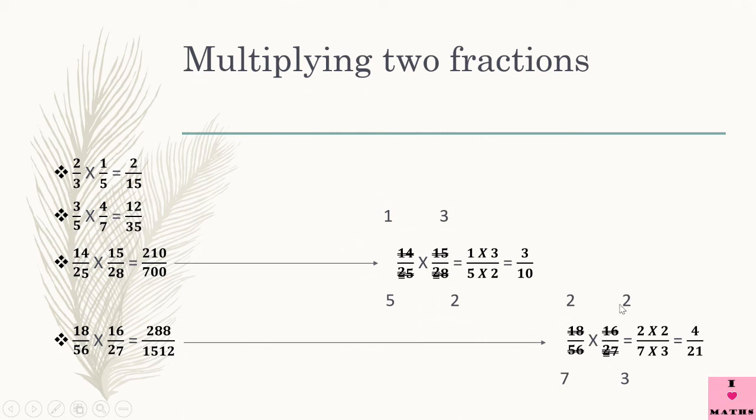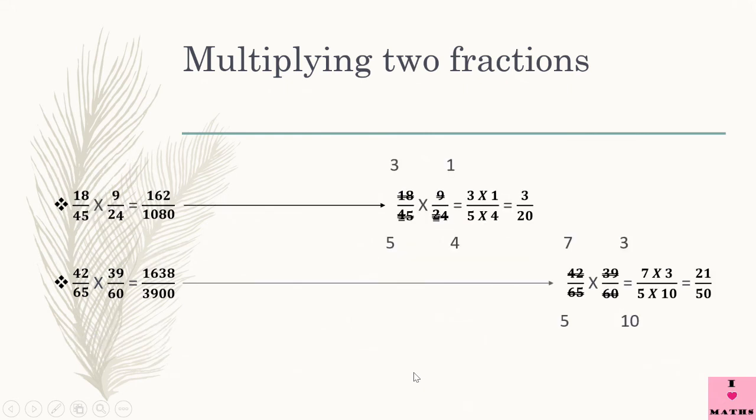2 multiplied by 2 upon 7 multiplied by 3. So 2 2s are 4 and 7 3s are 21. So 4 upon 21 is the product of these two fractions, and this fraction is in the lowest form or the simplest form. Okay, let us see the next slide.